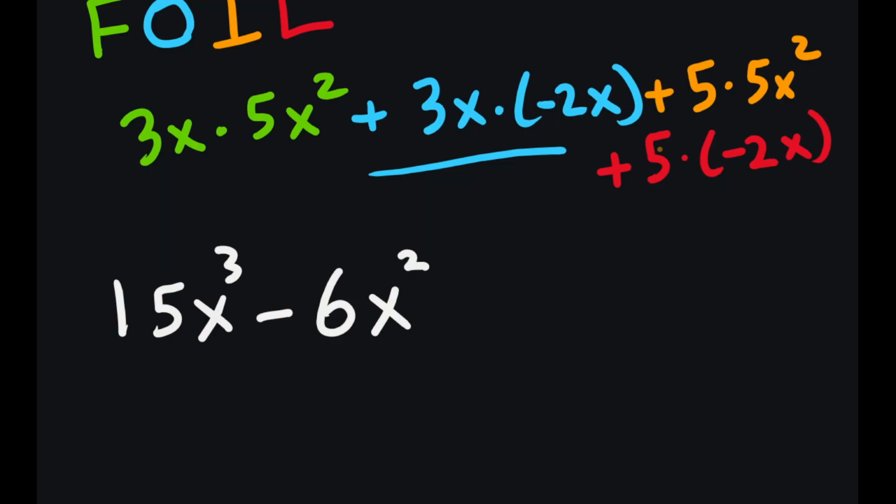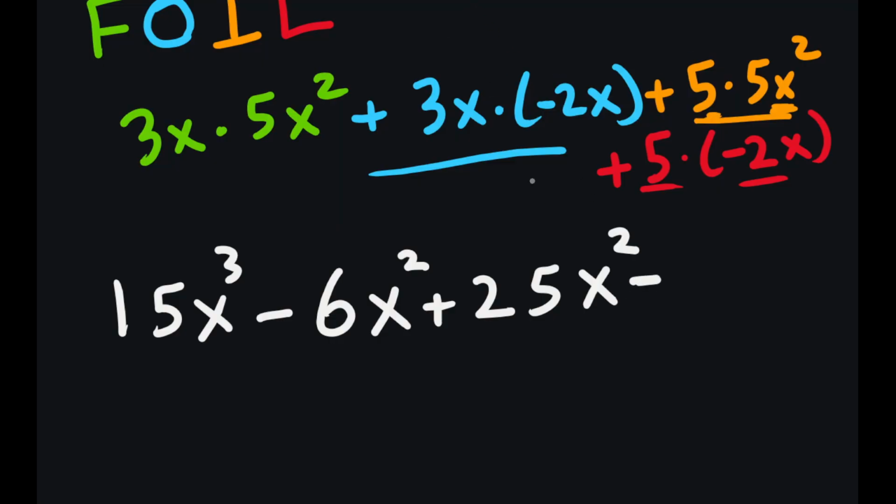Perfect. Now the next one, positive 5 times positive 5x squared. So what is positive 5 times positive 5? That's positive 25. And this first term, the positive 5 doesn't have a variable. We can just bring down this x squared. So x squared. Excellent. And then the last one right here, positive 5 times negative 2x. So what's a positive times a negative? That is a negative. And 5 times 2 is 10. And then we can just bring down the x.